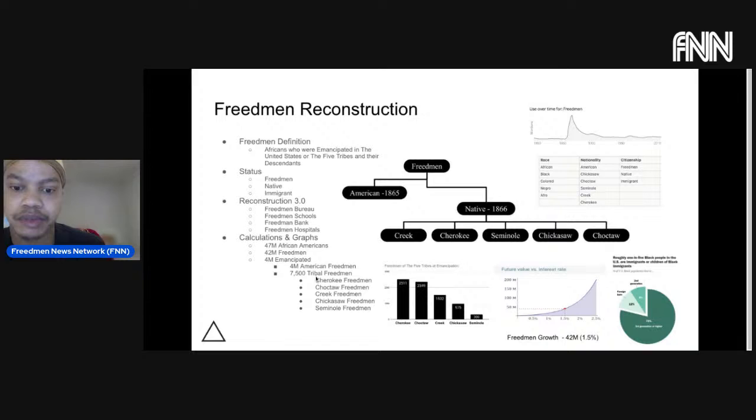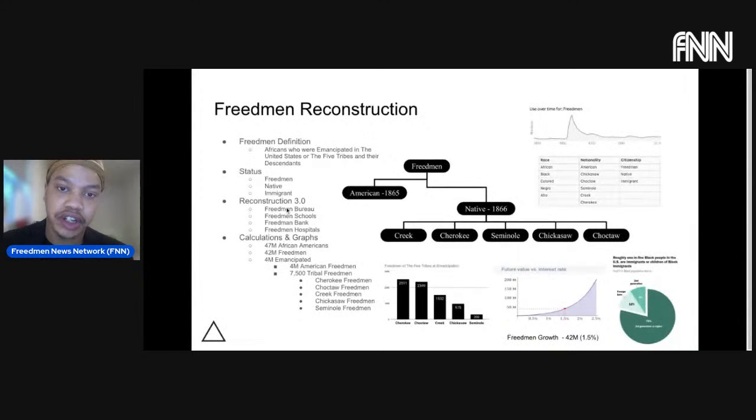And then in terms of overall growth, in the 2020 census, there were 47 million people that identified themselves as African American. Only 20% are immigrants, which means 80% are African American freedmen, Black American freedmen, etc. So that's 42 million. Only 5 to 6 million are African immigrants. Also, really quickly, if you look at this spike in the use of freedmen over time, this represents Reconstruction. So that's why going back to Reconstruction 3.0 is super important.